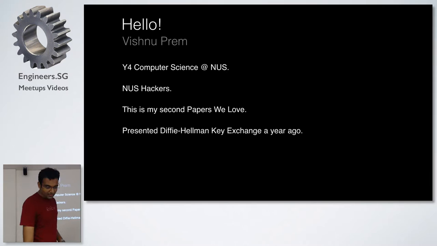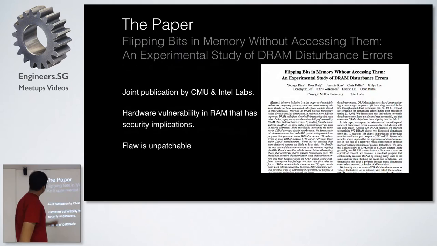So the paper. It's called colon, an experimental study of DRAM disturbance errors, and this is a joint publication by CMU and Intel Labs. The reason why it fascinated me so much is when we always talk about software exploits, it's something to do with software. It's a bug in software. Either a programmer made a mistake, or you forgot to check something. But this is a hardware bug that affects software, and that fascinated me.